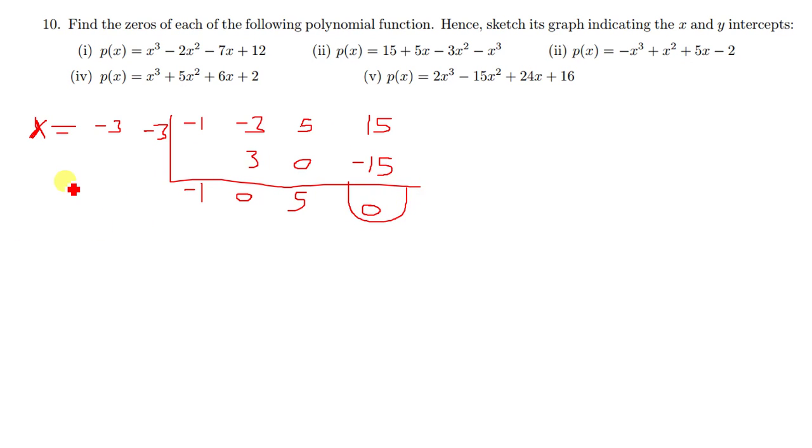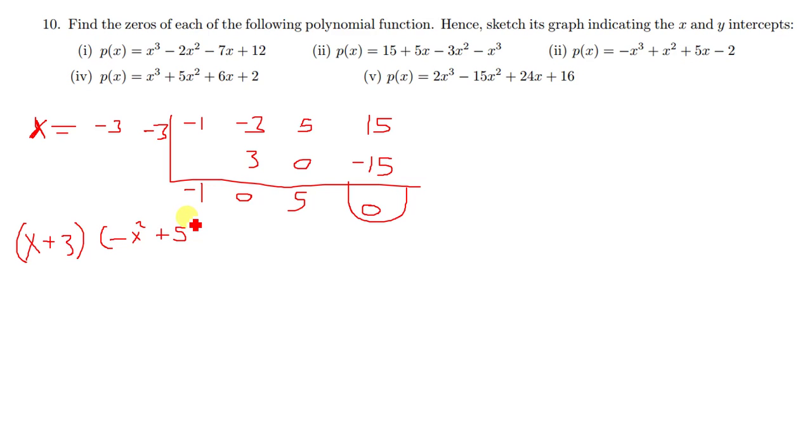So let us now quickly factorize. Let's find the other two zeros. So we have our first factor, which is x plus 3. You just take this negative 3 to the other side of the equal sign, meaning you have x plus 3. And then apart from that, you get this quadratic expression: negative x squared, and then plus 5.